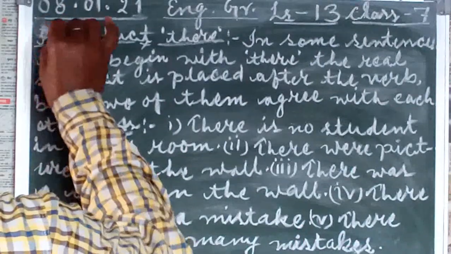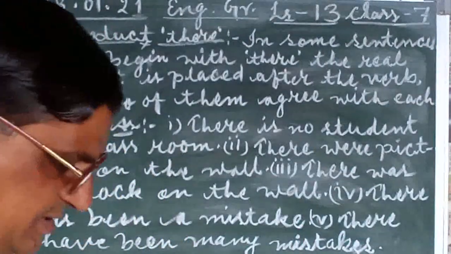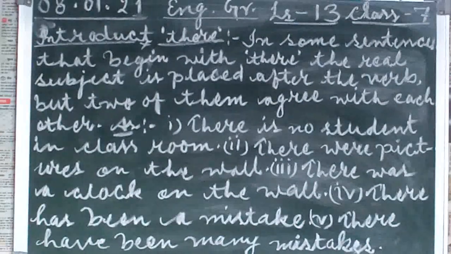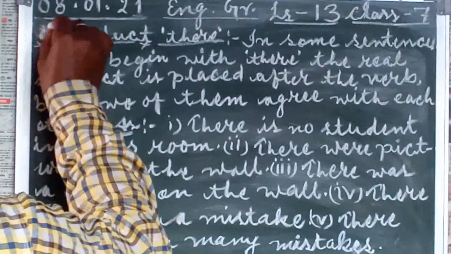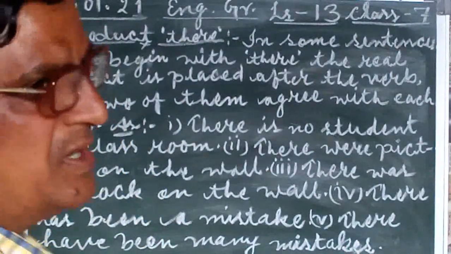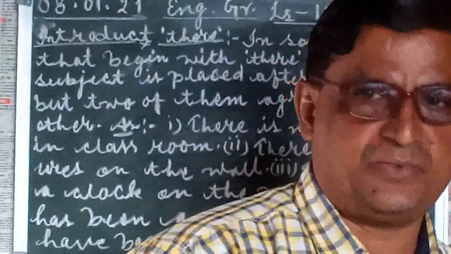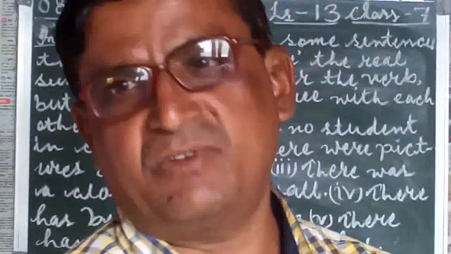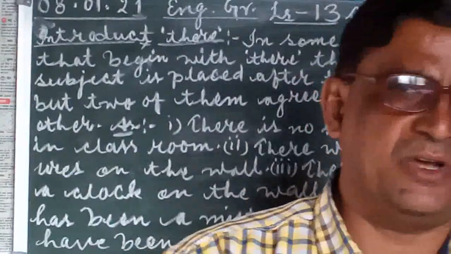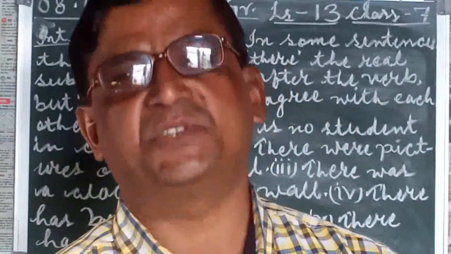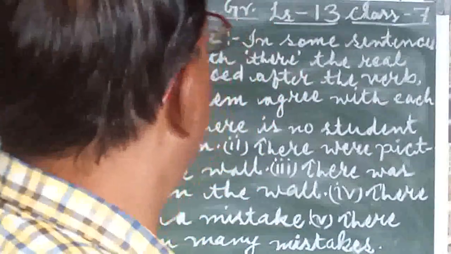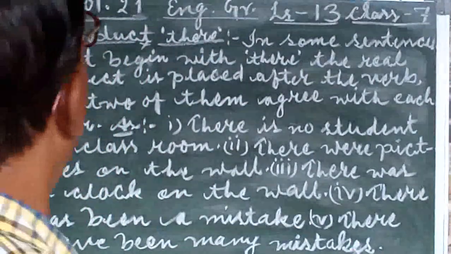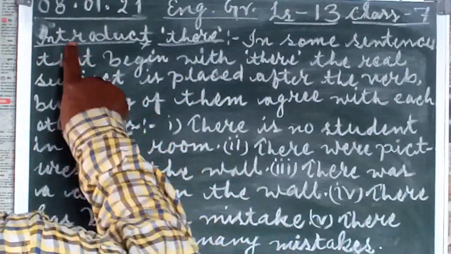Up to the third rule we have studied that the verb agrees with the subject. Like a singular verb is used with a singular subject, and a plural verb is used with a plural subject. But here we have to see what the fourth rule is. Students, you have to look at it properly.